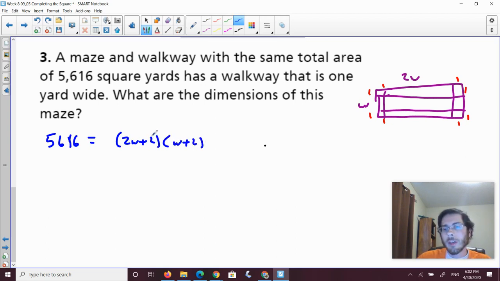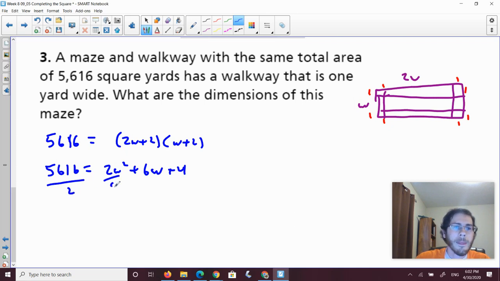So again, I'm going a little bit faster than the other example because we've already seen how to do it fully out one way, so we're going to go a little bit quicker. Until we realize, well, when we multiply, 5616 equals 2W squared plus 6W plus 4. Divide everything by 2. And we're going to see everybody's least favorite thing to see when they complete the square. 2808 equals W squared plus 3W plus 2.